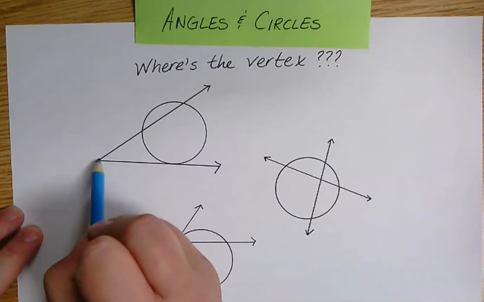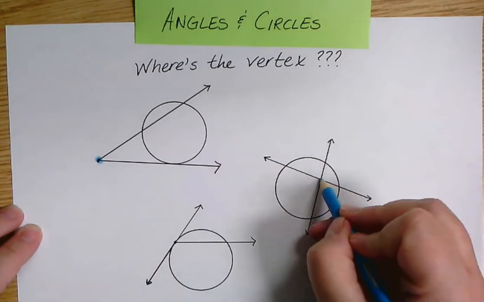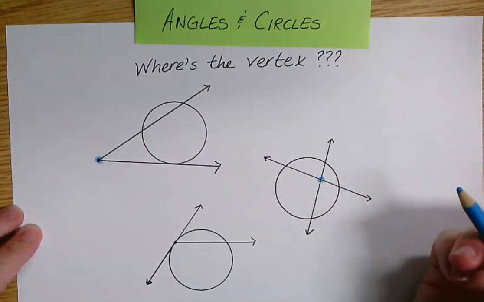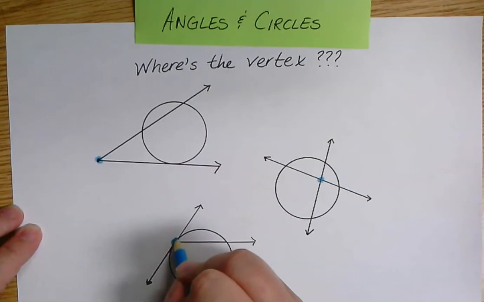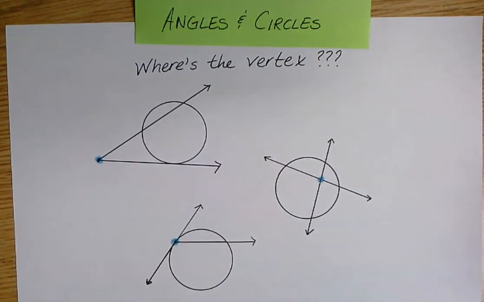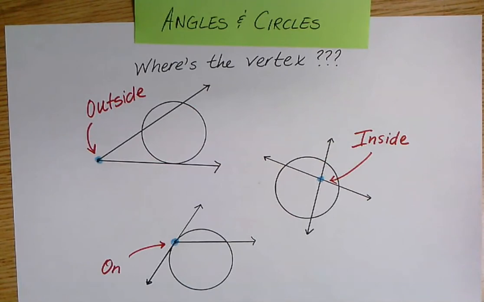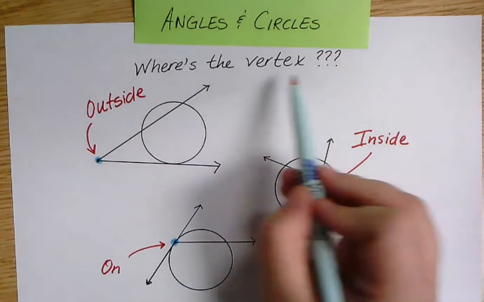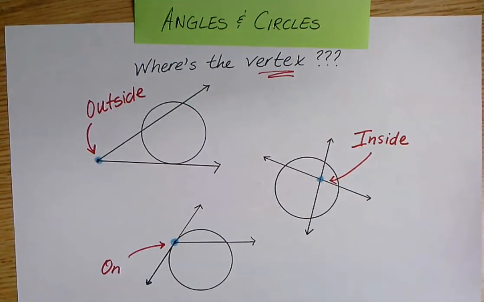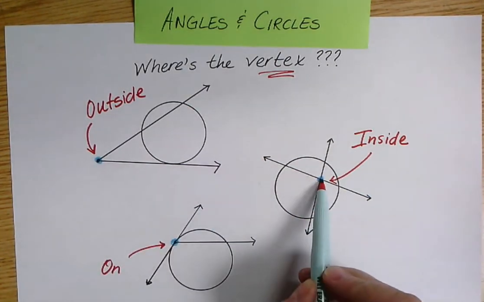So, for instance, the vertex could be outside the circle. The vertex could be inside the circle. Or the vertex could be on the circle. And those are our three main ideas in terms of the categories we're going to be putting our angles into. Outside, inside, or on. And every time you hear me say outside, inside, or on, we are specifically talking about where is the vertex of the angle we're dealing with.